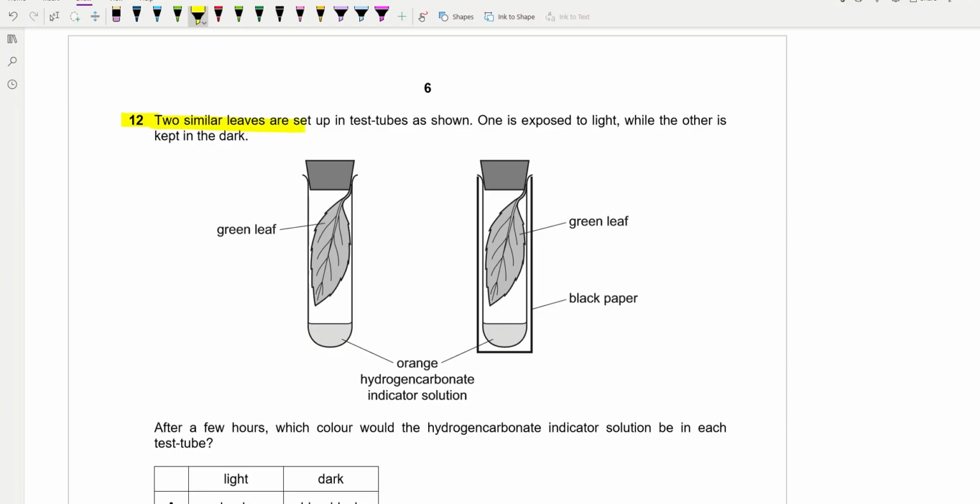Question number 12. Two similar leaves are set up in test tubes as shown. One is exposed to light while the other is kept in the dark. After a few hours, which color would the hydrogen carbonate indicator solution be in each test tube?